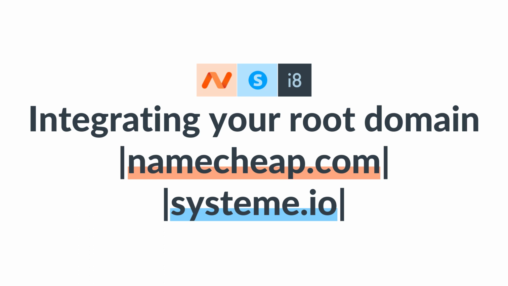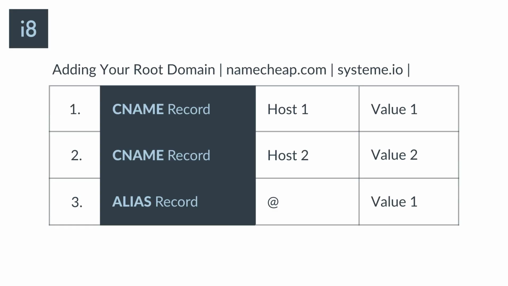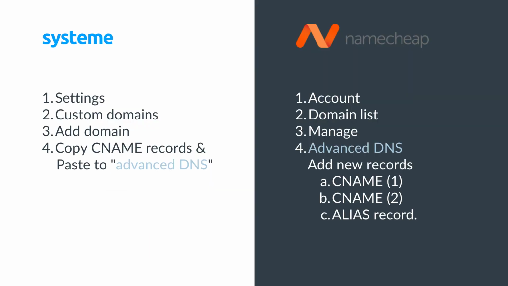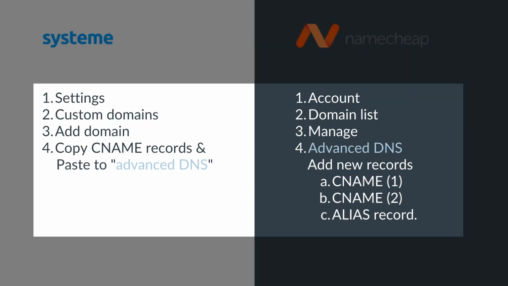Welcome. It's easy to integrate your root domain into Systeme.io if you are using Namecheap as a hosting service provider. Practically, all we need to do is create these 3 records inside our Namecheap account and then enter the hosts and values from our Systeme account. Basically, there are 8 main steps to the process.